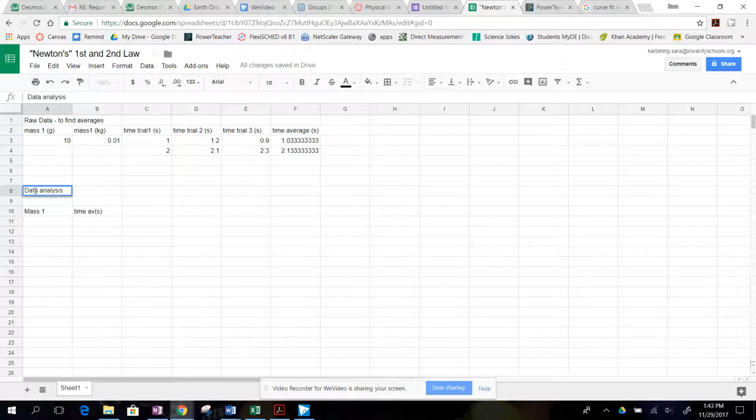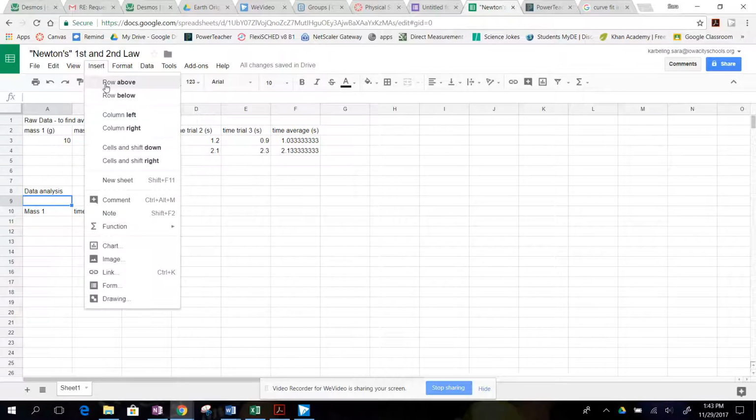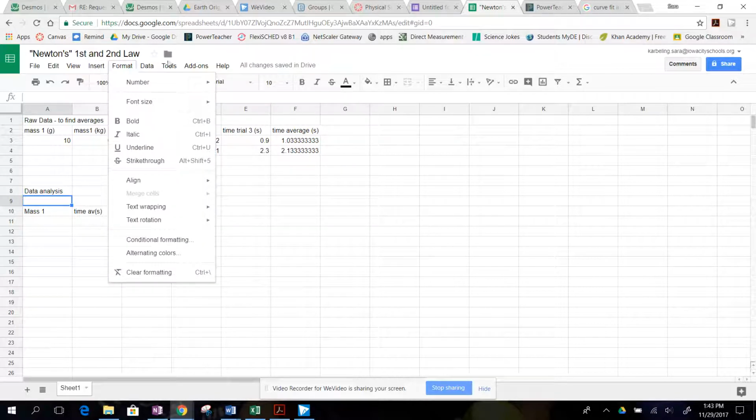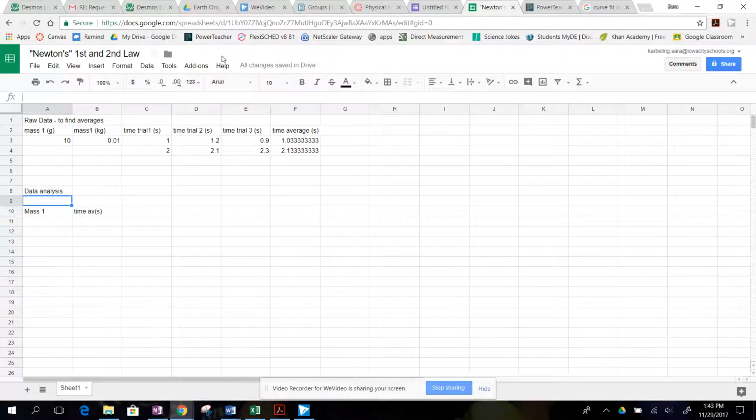Somebody asked earlier, what happens if I want to add a new column or something like that? Like, let's say that you put that in a spot and you don't want it there, or you want to add something new. If you go to insert, you can add a row above or below or a column, okay? Or shift things. You just have to look around a little bit. Don't be afraid to break stuff. It'll be okay.